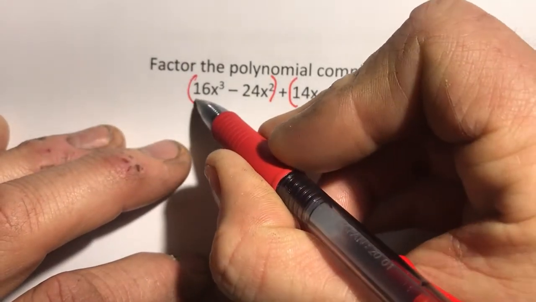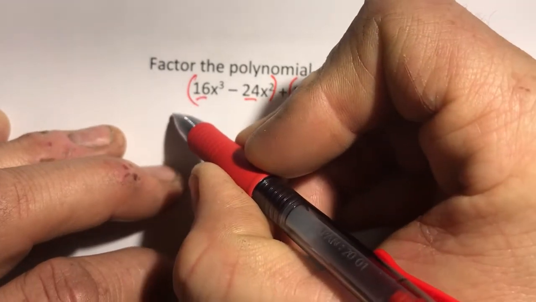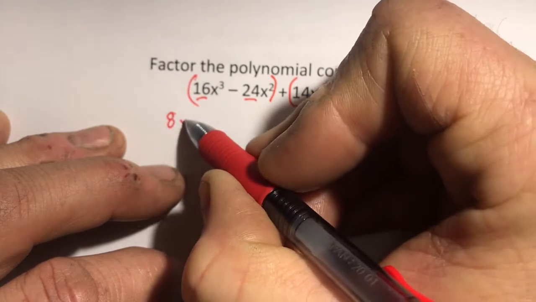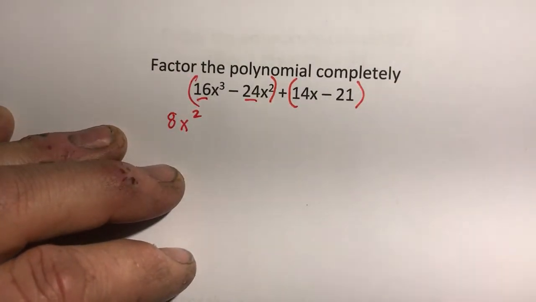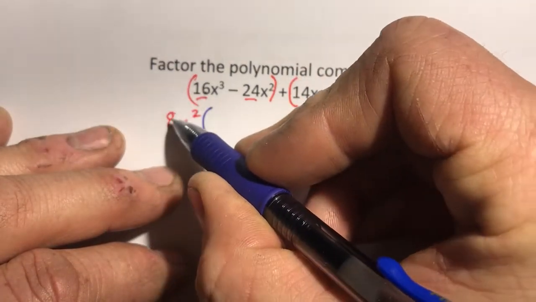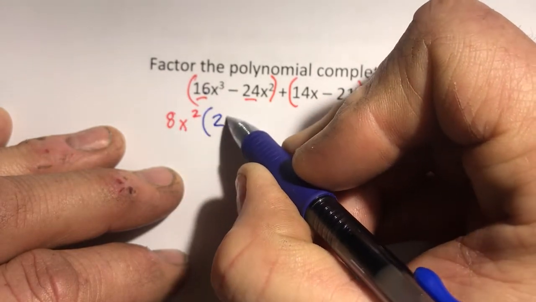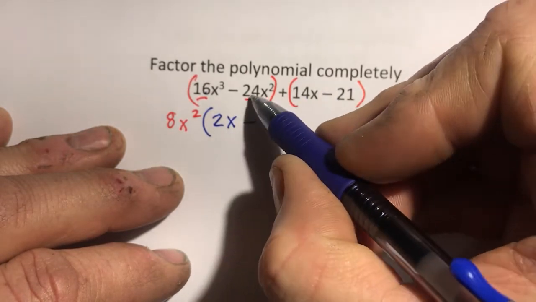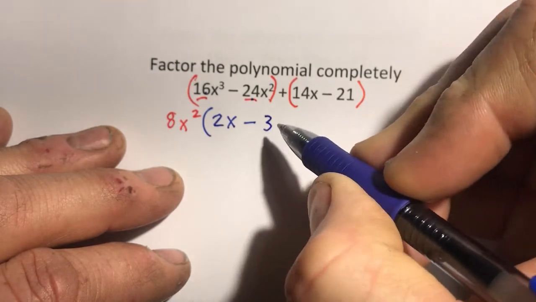So right here, 16 and 24. 8 goes into both of those, and they both have x squared. So that's 8x squared I can pull out. Now, when I pull it out, what do I have? Well, 16 divided by 8 would be 2. This is x to the third. If I divide out x squared, there'd be an x left over. Then I have this minus, and then I'll do 24x squared. Well, 24 divided by 8 would be 3.